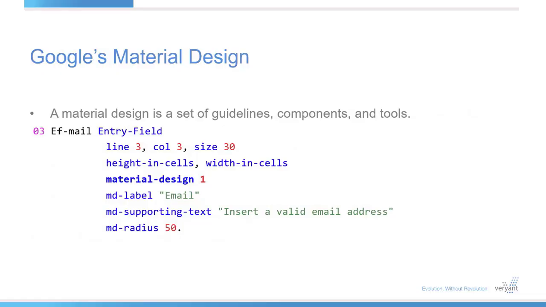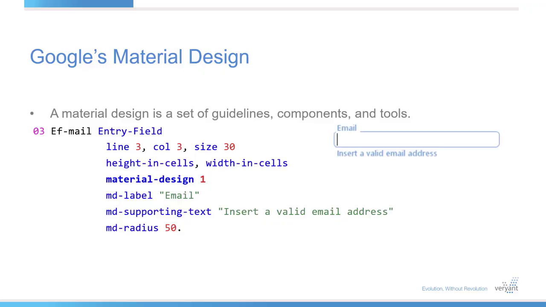Users feel more comfortable with applications that look more familiar to them. Google's material design system is one widely recognized standard that many users are already familiar with. In 2026R1, you can apply the material design styling to your entry fields using the material-design property. You can set it to 1 or 2, and this gives your application a modern, recognizable look without having to redesign it from scratch.